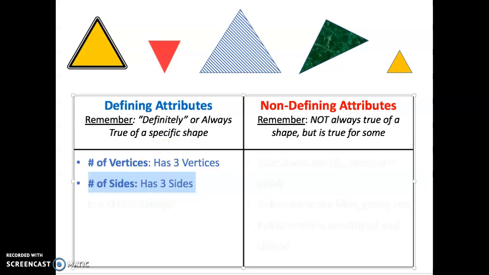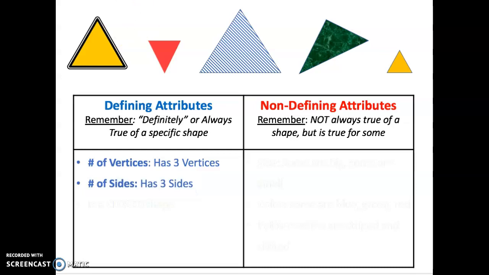I also think about the number of sides. Look at each triangle. There are 1, 2, 3 sides. Is that true of each one? Let's check. 1, 2, 3. Each of the triangles has 3 sides. If you're describing a triangle, it's definitely or always going to have 3 sides.